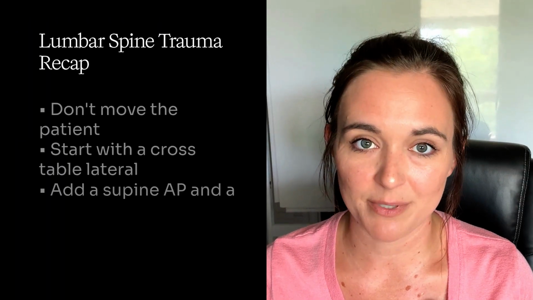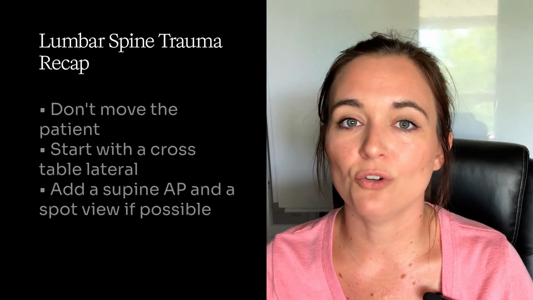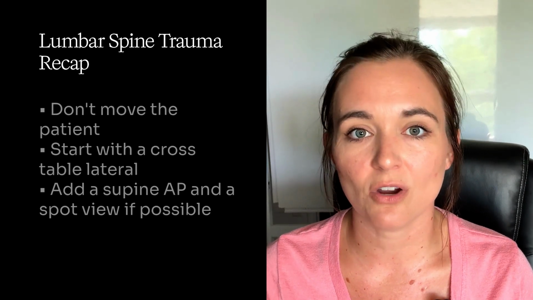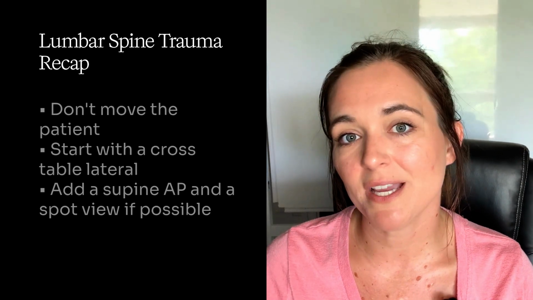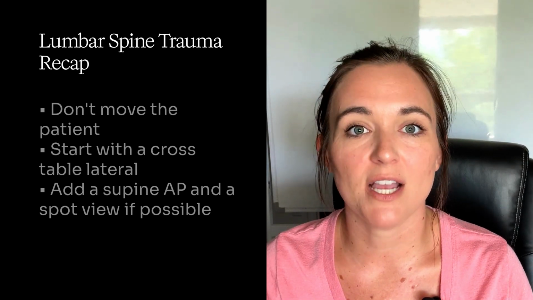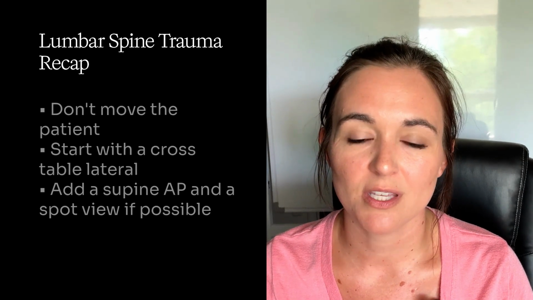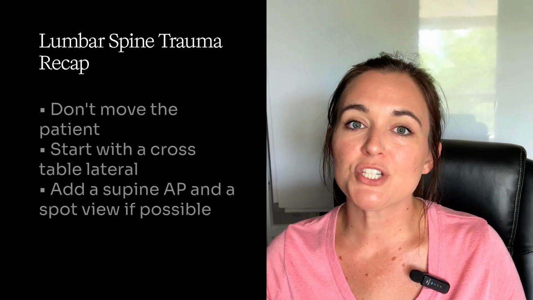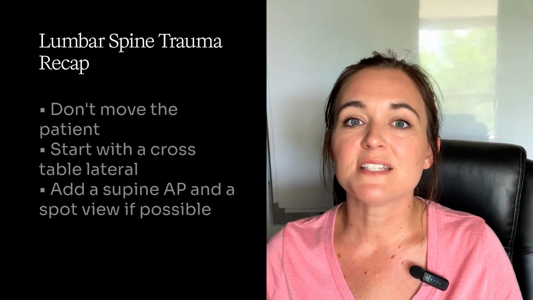Here's a quick recap. In lumbar spine trauma, don't move the patient. Start with a cross-table lateral. Add a supine AP and a spot view if possible. Look for step-offs, fracture lines, and alignment issues. And remember, your images might come before CT, but they still drive major decisions. Up next, let's talk about flexion and extension views for the lumbar spine, where things start to move.